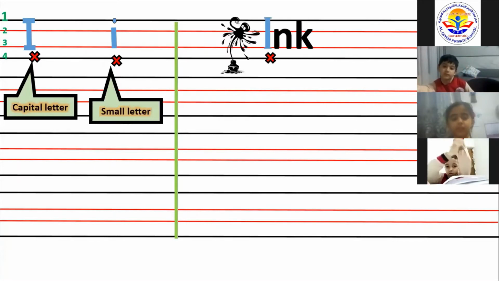It is starting with a capital letter I. So when I write it, I should use only the first three lines to write the capital letter I.